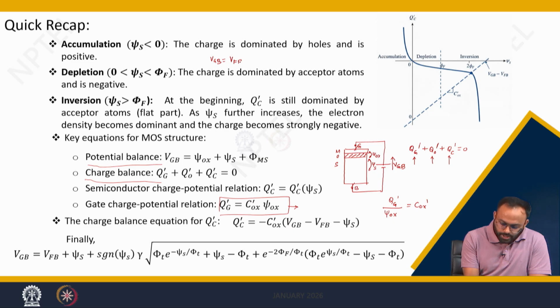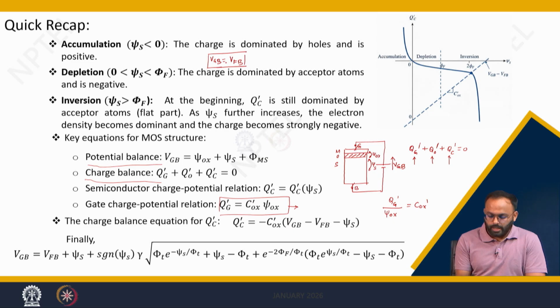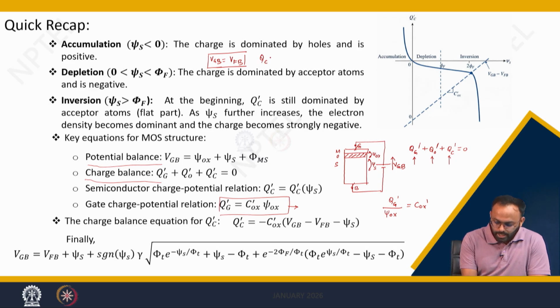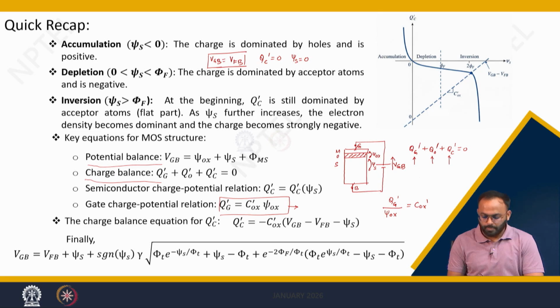Further, we considered applying a VGB in various conditions: when VGB is equal to the flat band voltage, when VGB is less than the flat band voltage, and when VGB is greater than the flat band voltage. When VGB is equal to the flat band voltage, there is no charge present in the channel, and hence Qc dash is equal to 0 and the surface potential is equal to 0.